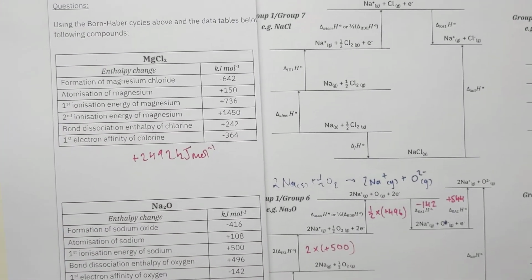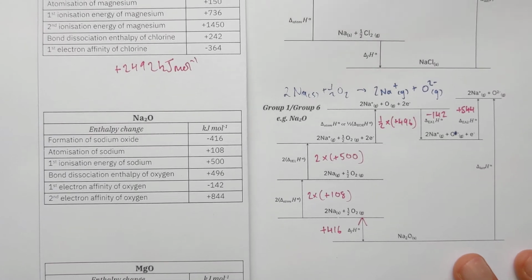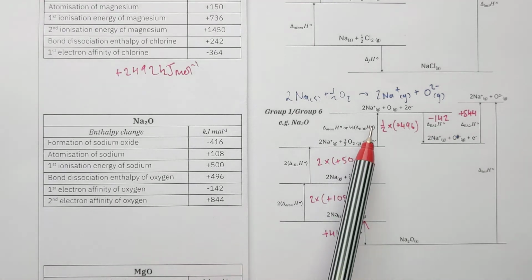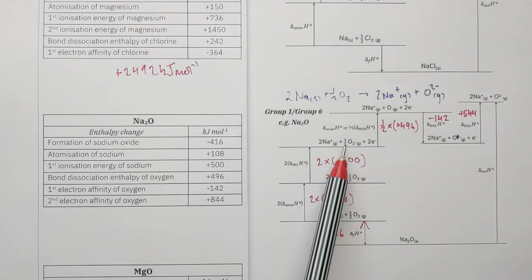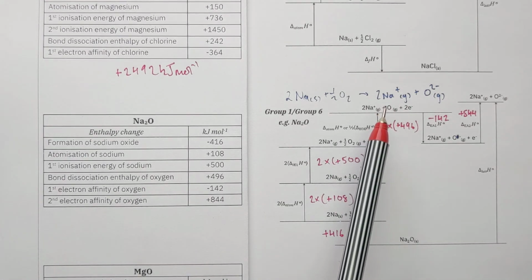Second example is sodium oxide. So again, these are the values given to you. So formation of sodium oxide flipped to make it plus 416. For these first 2 changes, I need to double them because I've got 2 sodiums in my cycle. So therefore, it's twice the atomization energy and twice the first ionization energy. Again, being careful with my oxygen here. The change I've got in my cycle is half a mole of oxygen going to 1 mole of oxygen atoms. So that's just the atomization energy of oxygen.